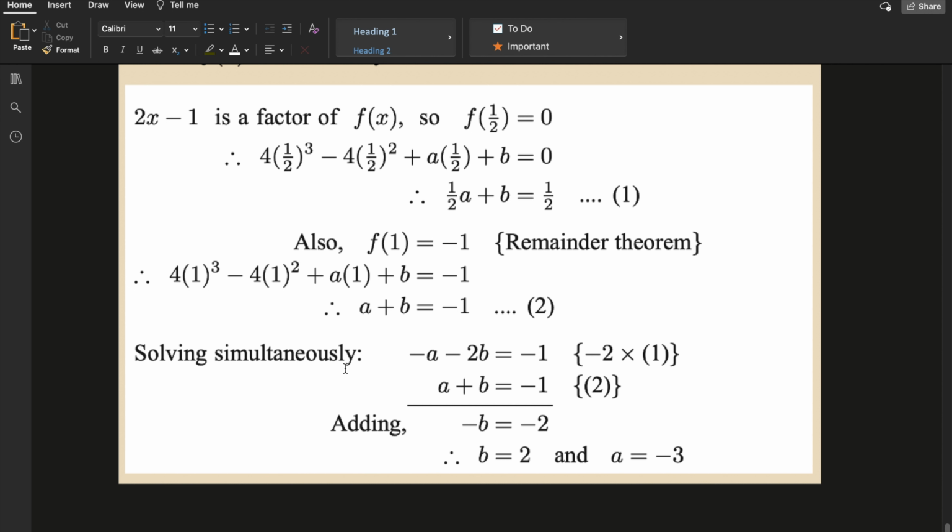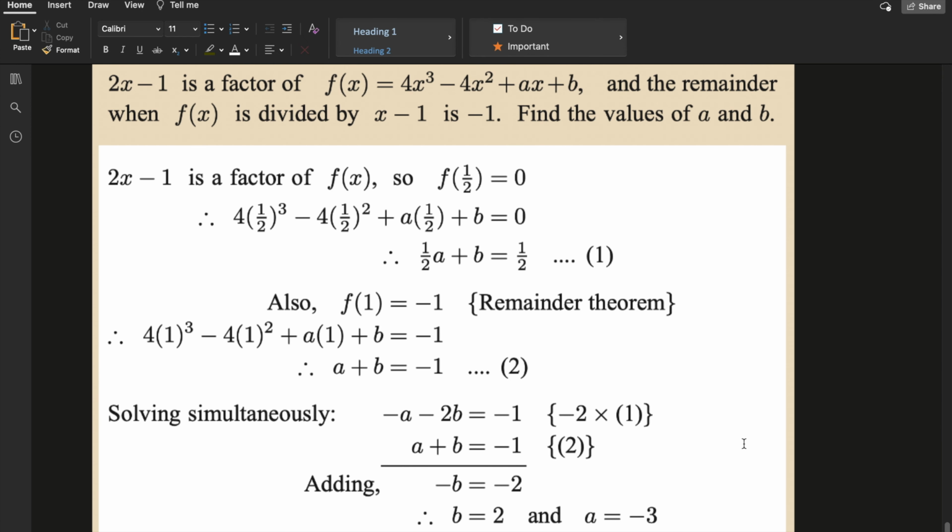So upon solving it simultaneously, we get the value of a and b. Over here, they have multiplied the first equation by 2 to make sure the coefficient of a here and the value of a here remain the same. So you can cancel them out, and then they just simplified, and they get b equals 2. And when you substitute this back into the equation, we get a equals minus 3. So that's how this theorem works.